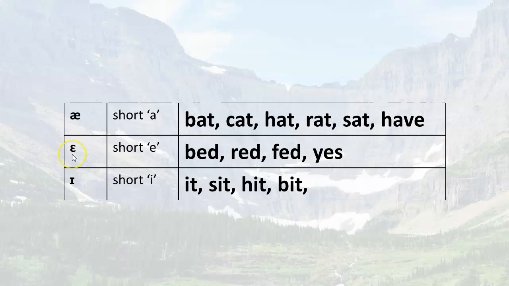Repeat that several times and you'll improve your pronunciation. Our next lesson was on the short E, which is represented by this symbol here, as in the words bed, read, fed, yes. Our lesson before this one was on the short I, represented by this symbol, which represents the sound I, as in the words it, sit, hit, bit.